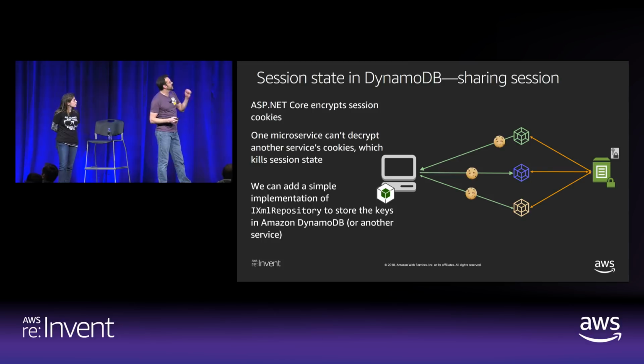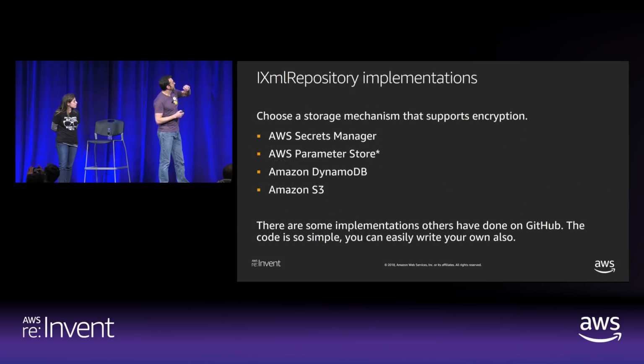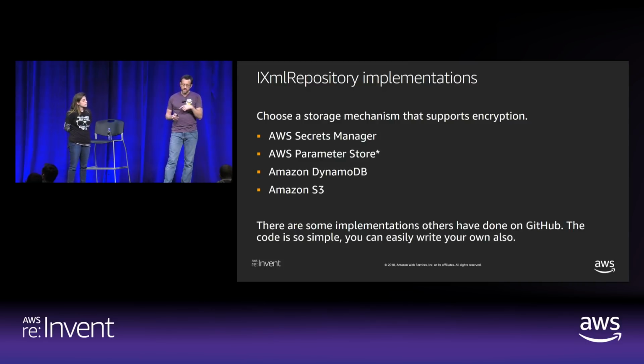So the solution is to take those encryption keys and persist them somewhere in a shared storage place. To do that, you implement the IXmlRepository interface. You could save them in DynamoDB. There's other services you can save them in. Some of the services where you could potentially store these would be Secrets Manager, Parameter Store, DynamoDB, S3. Nikki's going to show you some code in a second.